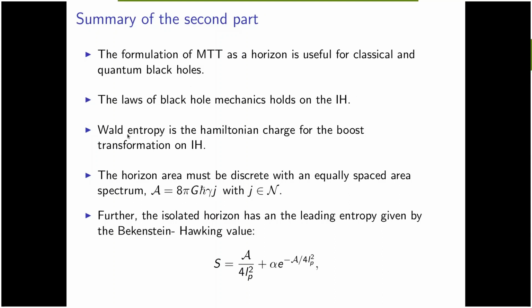Secondly, we have proved that the entropy is the Hamiltonian charge for the boost transformations on the isolated horizon, and the horizon area is discrete. At the quantum level, there are area eigenvalues of 8 pi gamma l_P squared times j. So there is an equally spaced area spectrum, and one can find the entropy, which is A by 4 l_P squared plus a correction, which becomes quite important when the black hole is small in size.